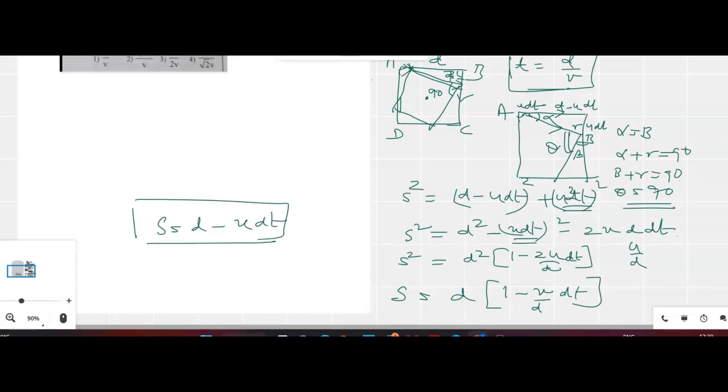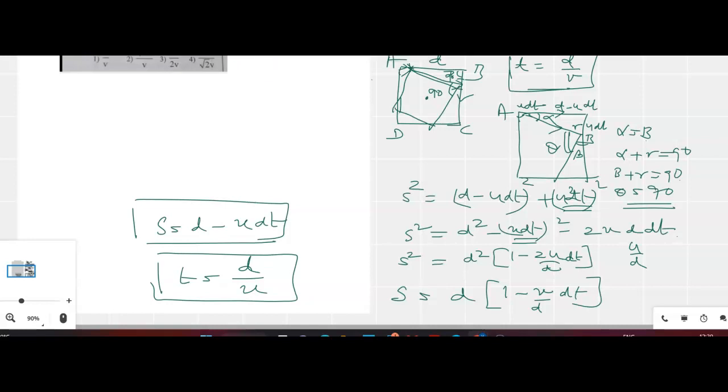So after time dt, the distance traveled is d minus u dt. So for traveling d distance, simply we'll have time is d by u. That is how conceptual understanding helps one to solve the problem very quickly and gives an insight into the physics of the problem.